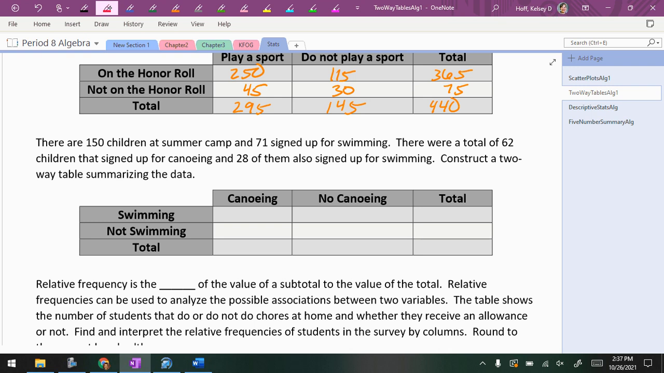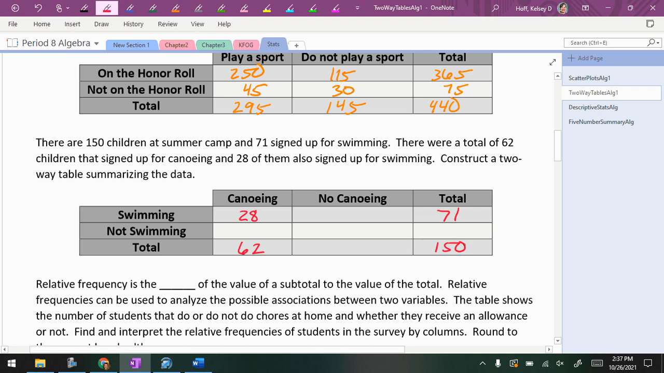Miss Cassidy. 28 goes in both swimming and canoeing. Top left, here. I just want to double check that I'm putting it in the right spot. Okay. 71 would be the total by the swimming, there, and 62 would be the total here. Okay, and 150 is the overall total. Thoughts?